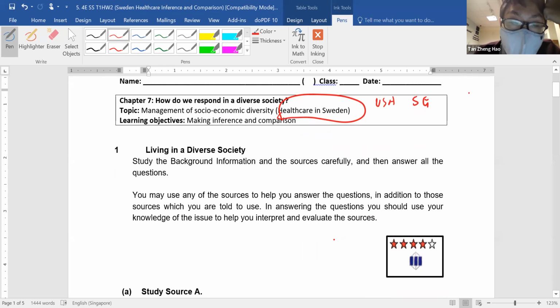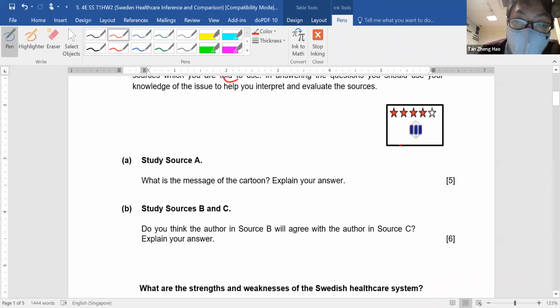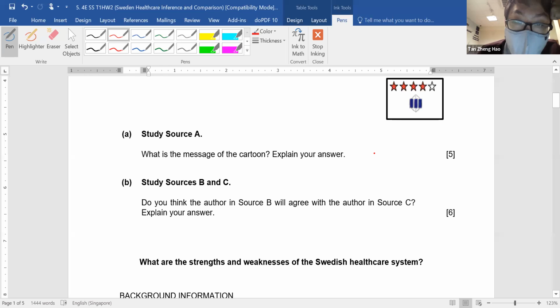So we're going to do a source-based question, where you have the use of sources, and these source skills will be tested in your coming WA1. So like I said, let's practice the exam hacks that I've taught you, and I'm going to go through step by step.